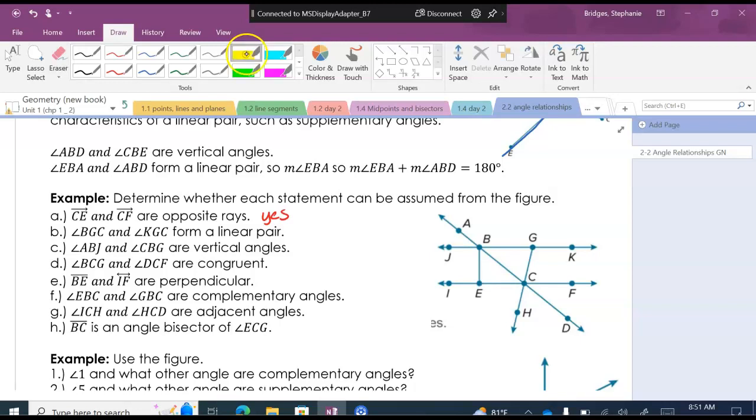Okay. Let's see, angle BGC is this angle right here. And angle KGC is that angle. Do they give me a straight line? Are they adjacent and form a linear pair? Yes.